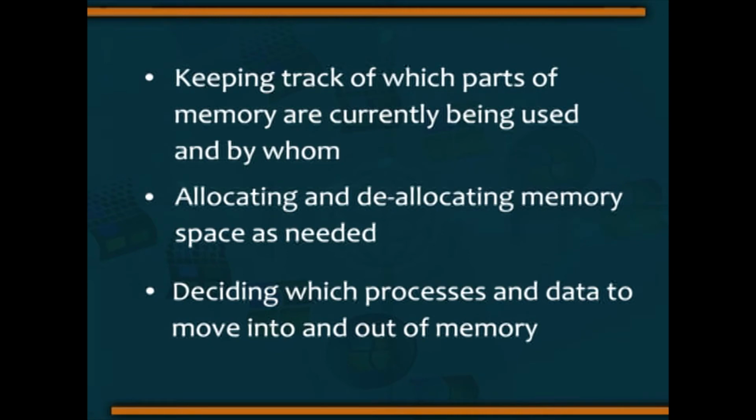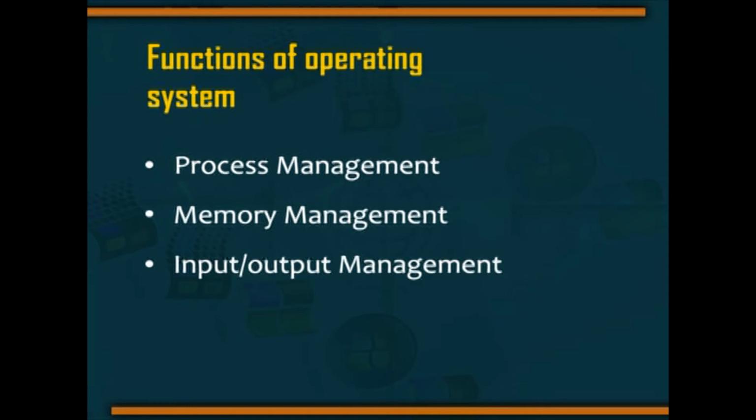The operating system is responsible for the functioning of these activities in connection with memory management. Keeping track of which parts of memory are currently being used and by whom. Allocating and deallocating memory space as needed. Deciding which processes and data to move into and out of memory. Next function is input-output management. Operating system coordinates and assigns different input-output devices while one or more programs are being executed.